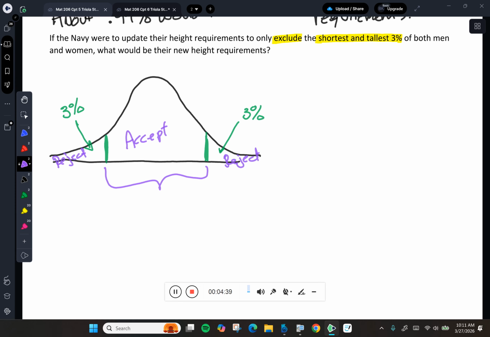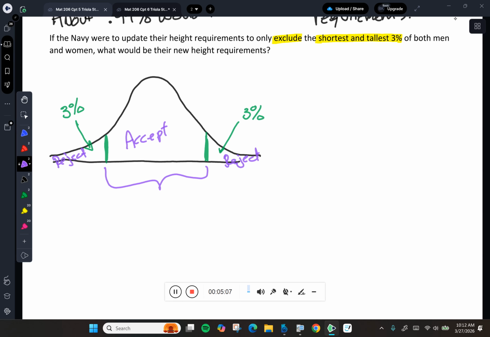How am I going to do that? Because that's a much more complicated problem. Well, if I had to do this the old way, I'd have to try to find some value in my table that gave me 3% tails. But luckily, the good people at Texas Instruments expected that you would want to do this problem. And so what we're going to have to do is use the calculator again, but in a slightly different way.